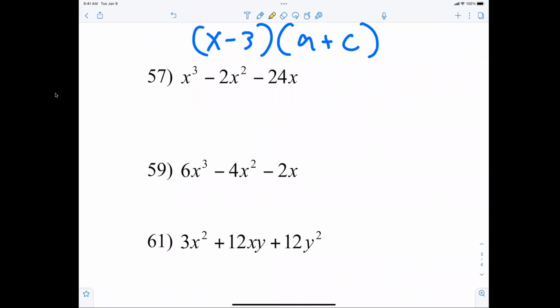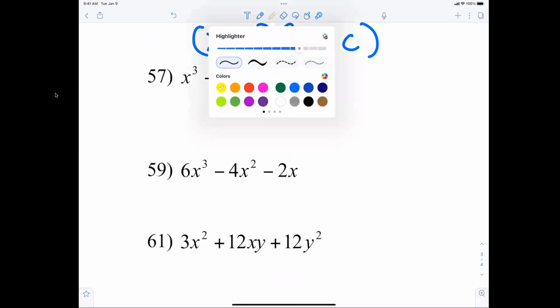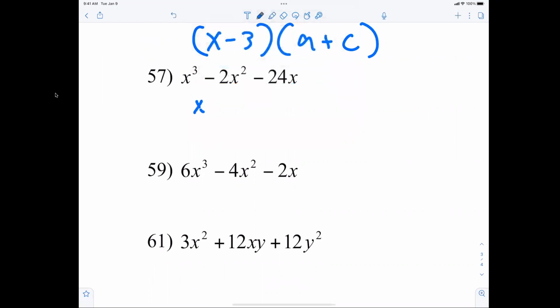Now on 57, let's go. What's common? X. What's left behind? X squared, 2x minus 4. Yes.